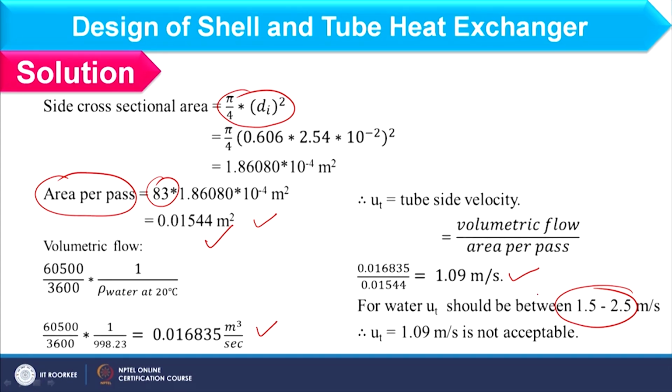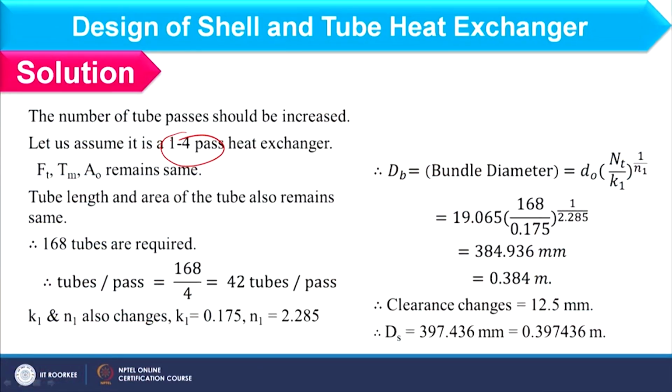For that purpose, what should I do? We have already discussed this in the last lecture, that if velocity is not falling in the range, we have to increase the passes, and the purpose of passes is to maintain the right velocity. Okay. So instead of 1-2, I will consider 1-4 pass. Okay. For 1-4 pass, what changes do we have to carry out?